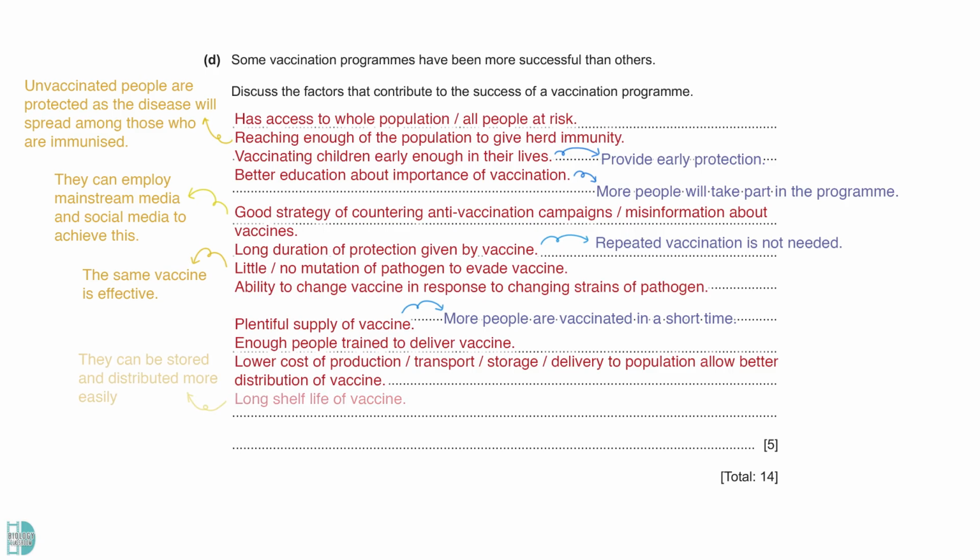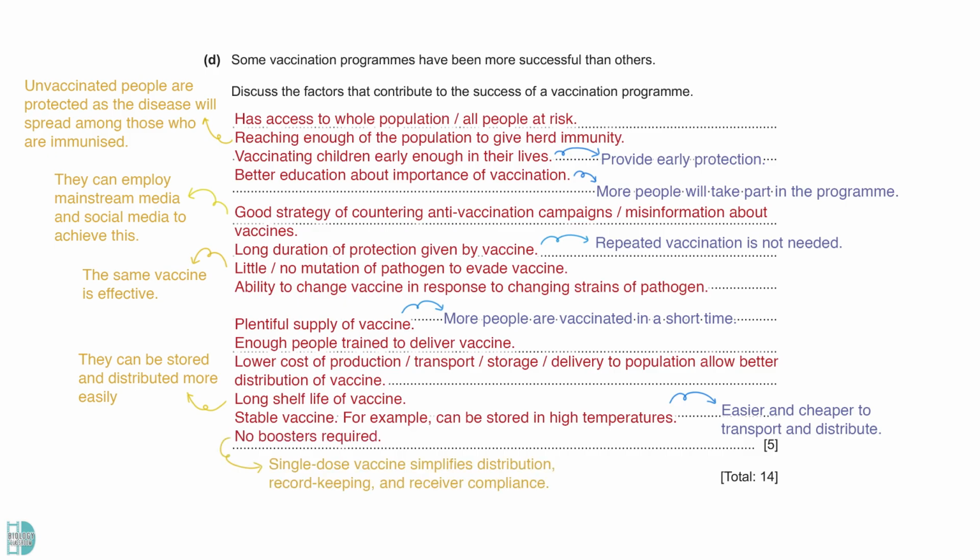Those vaccines with a long shelf life can be stored and distributed more easily, leading to a greater number of people being vaccinated. A stable vaccine will lead to a more successful program. They can be stored at higher temperatures, so transportation of the vaccine is easier. Lastly, a vaccine that does not require a booster would contribute to the success of the program, as a single-dose vaccine simplifies distribution, record keeping, and recipient compliance.